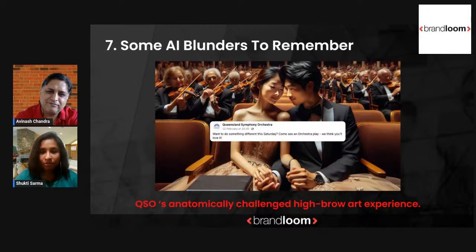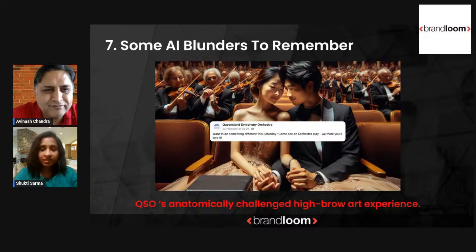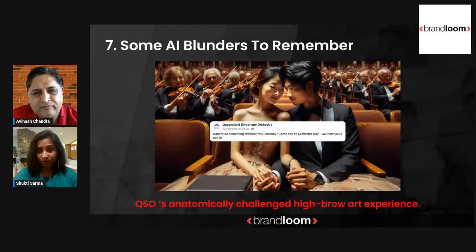And what was even weirder is that when we think of orchestras, classical music and all, it's supposed to be highbrow, it's supposed to be transformative, and it's supposed to get you to experience some sort of bliss. This kind of very synthetic visual that they put out did not resonate with the audiences at all.